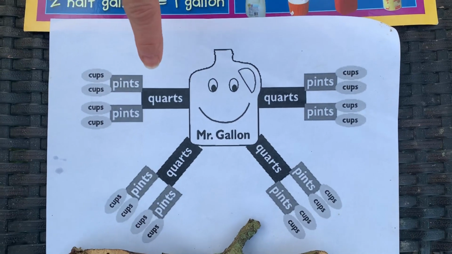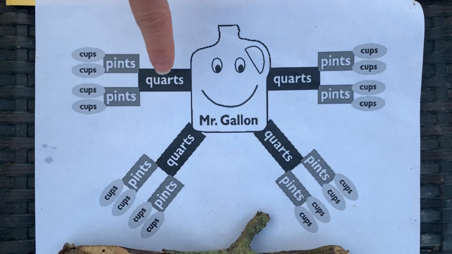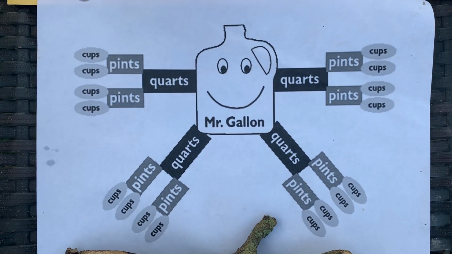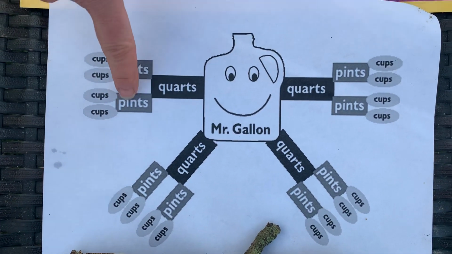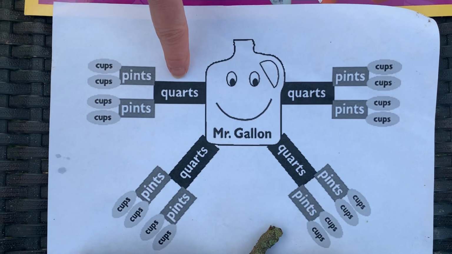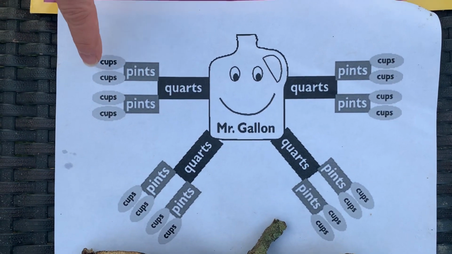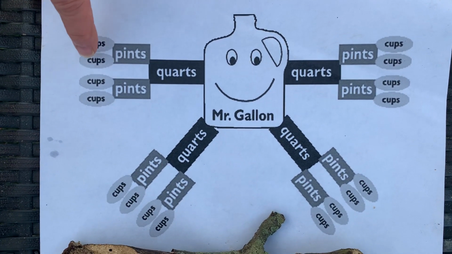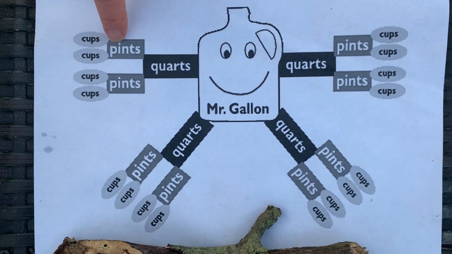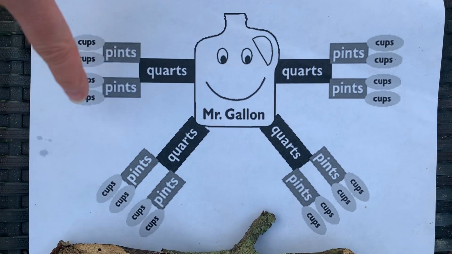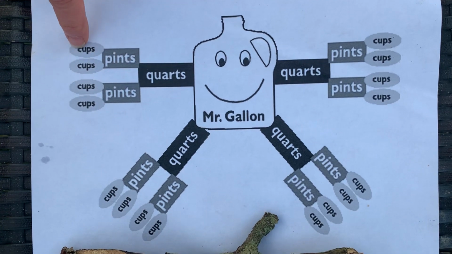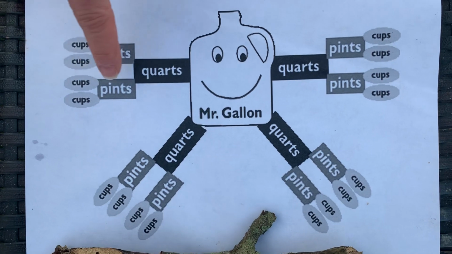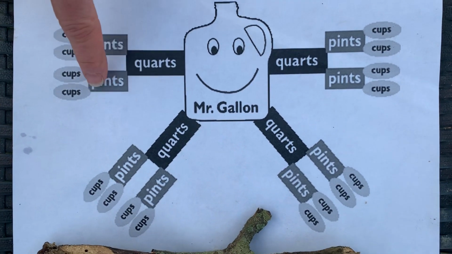Let's come over here and look at this arm. This is a quart. How many pints make up a quart? Looking at Gallon Man, you can see 2 pints make up 1 quart. All right, let's look at cups. How many cups make up a pint? 2 cups make up a pint. Well, how many cups make up a quart? 1, 2, 3, 4. 4 cups make up 1 quart, or 2 pints.